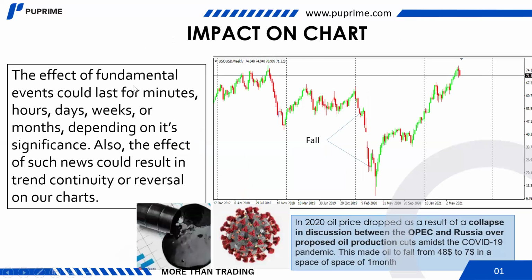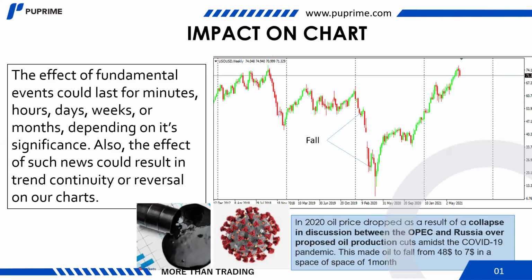So we say that the effect of fundamental events could last for minutes, hours, days, weeks, or months, depending on its significance. And also the effect of such news could result in trend continuity or trend reversal on our chart. What does this mean? When you have some fundamental data release or some fundamental events happening in the market, the effect of that event can last for sometimes a few hours, a few weeks, or a few months, depending on its significance. For example, when war breaks out, and as long as that war is sustained, the effect of that war will be seen on the currency of the country involved.